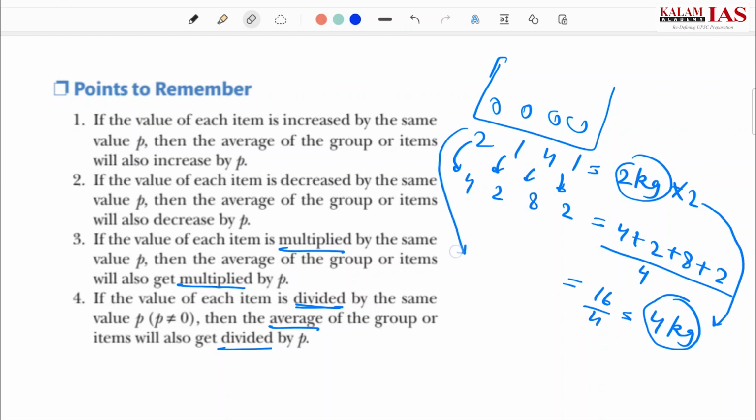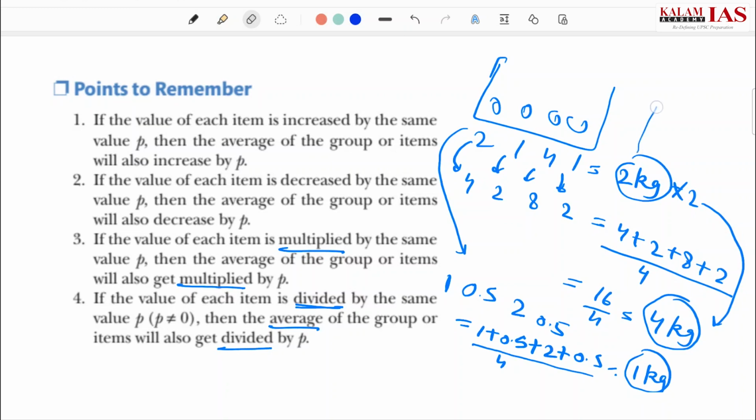Let's divide each value here by 2. The new weights will be 1 kg, 0.5 kg, 2 kg, 0.5 kg. Average will be 1 plus 0.5 plus 2 plus 0.5 by 4. That is 1 kg. As you can see, it is half of the original average, that is 2 kg. 2 by 2 is equals to 1. I hope it is clear with respect to addition, subtraction, multiplication and division.